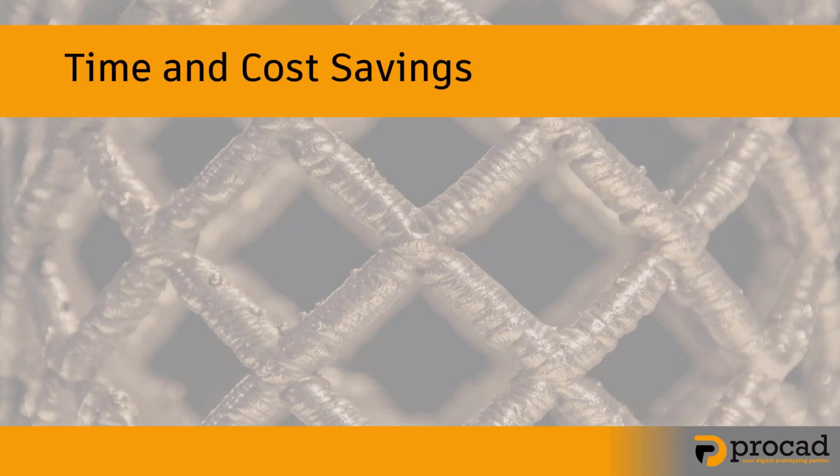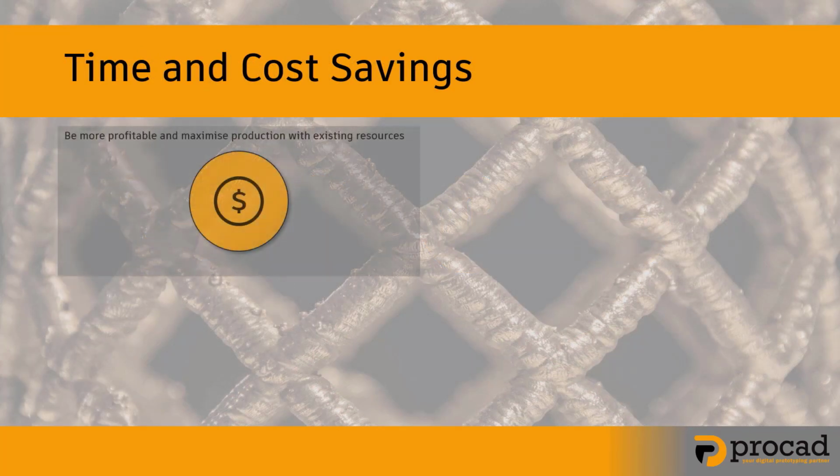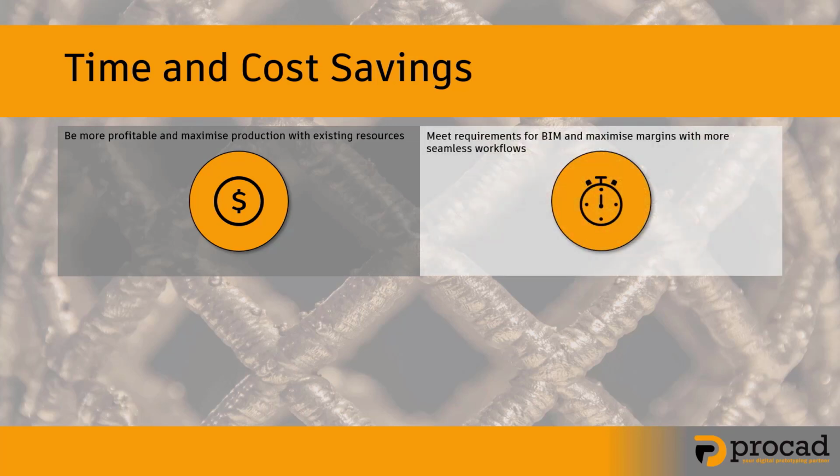Aspects relating to time and cost savings include being more profitable and maximising production with existing resources. By using smarter technology and improved workflows, production yield with fewer staff is increased by taking advantage of computational power and automated production. Gain a competitive edge by doing more with less. Meet requirements for BIM and maximise margins with more seamless workflows.